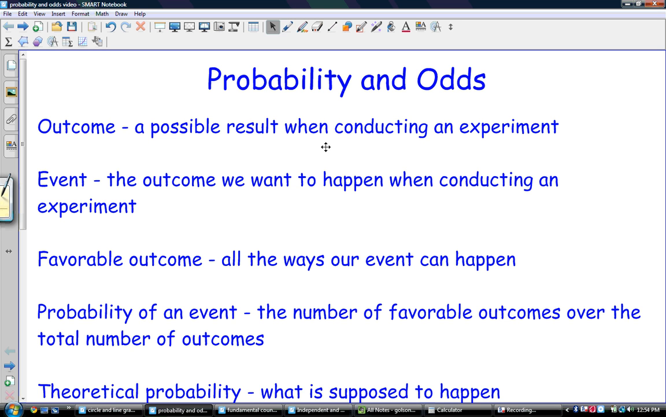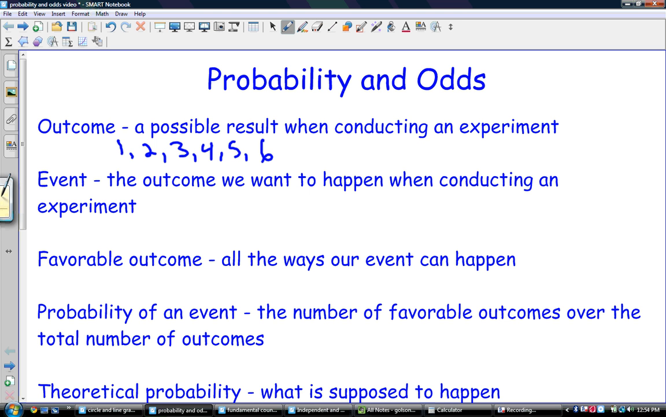So let's say, for example, I'm rolling just a regular six-sided die. Then my outcomes are that I could roll a 1, a 2, a 3, a 4, a 5, or a 6. Those are the possible outcomes when I roll just a regular die. Okay? If I were flipping a coin, the outcomes would be either heads or tails. That's all an outcome is.